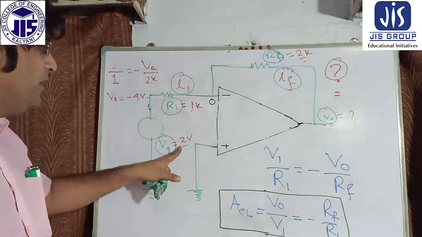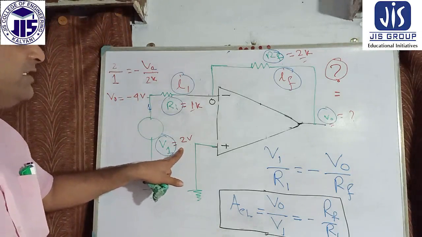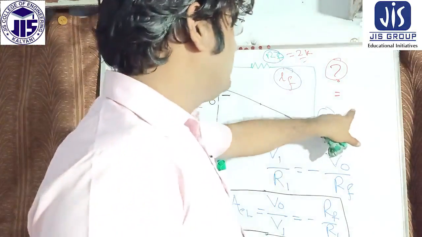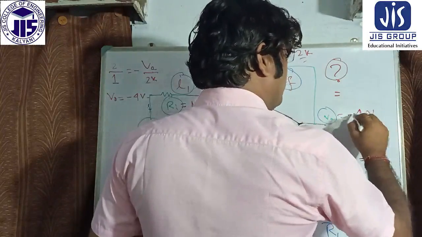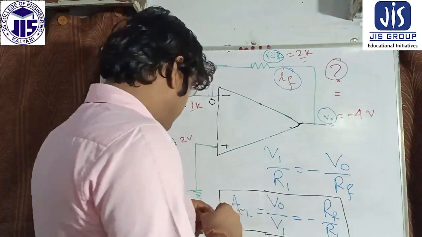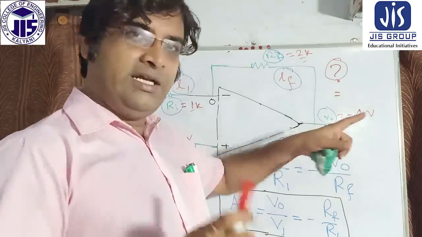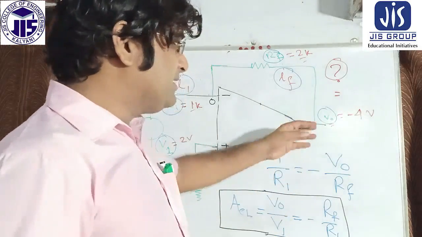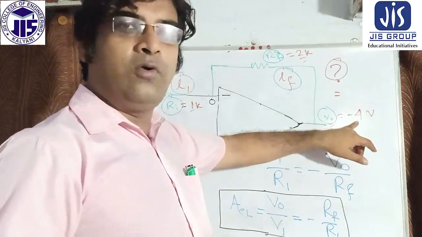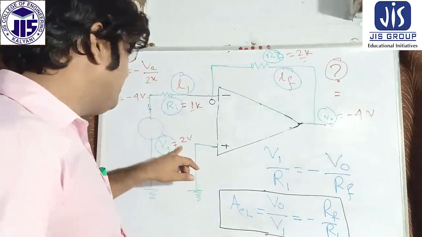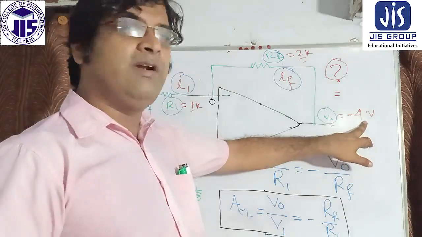So whatever the voltage I am giving here, 2 volt, this is becoming 4 volt, but it is minus 4 volt. It is amplified, 2 volt to 4 volt. It's amplified, but the thing is that it's inverting. That means it is giving the negative voltage. Here I am giving the positive voltage, it's giving the negative voltage.